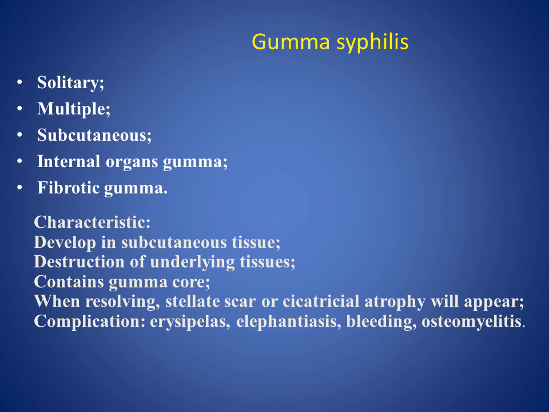Gummatous syphilis. There are the following forms of gummatous syphilis: solitary, multiple, subcutaneous, internal organs gumma, fibrotic gumma. Characteristics: development in subcutaneous tissue, destruction of underlying tissue, contains a gumma core. When resolving, a stellate scar or cicatricial atrophy will appear. Complications: erysipelas, elephantiasis, bleeding, osteomyelitis.